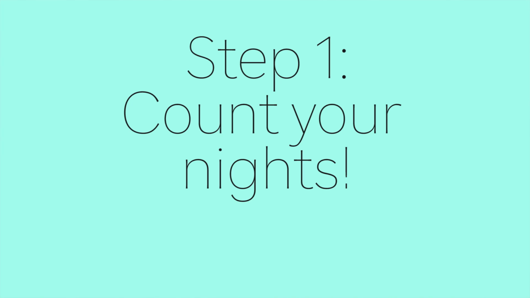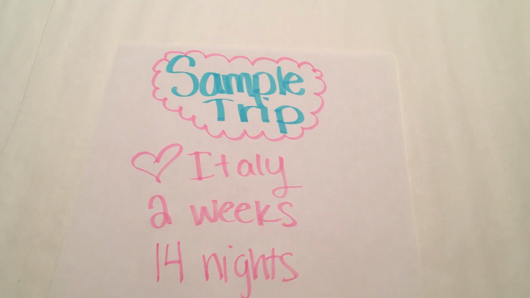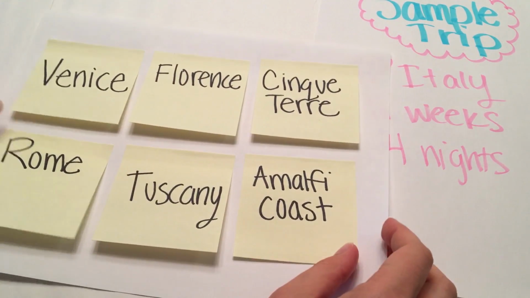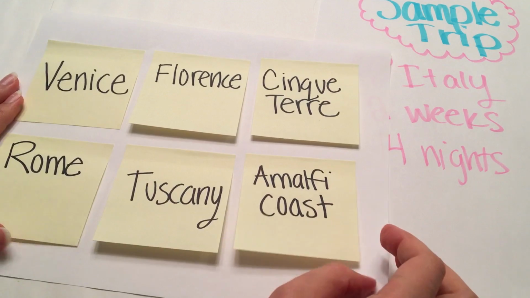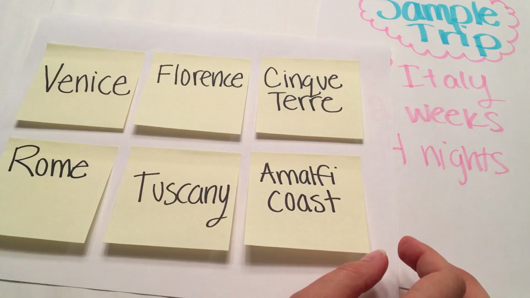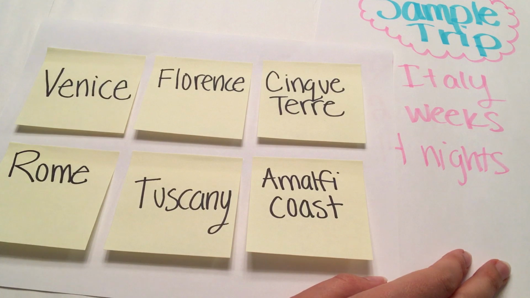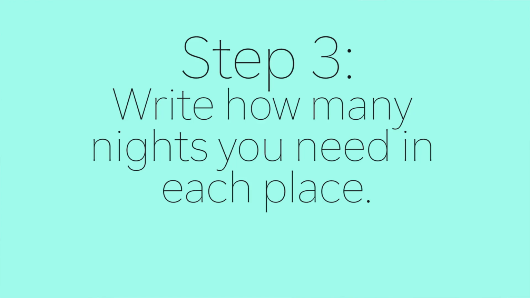So now that we know the number of nights, we can determine how much time you're going to spend in each. So the next thing you need to do is write out all of the places that you really want to go to, but do that on Post-its that we can move around and play with. So let's say these are all the places in Italy that you've been dreaming of going to. What you need to do on these Post-its next is write down how many nights you need in each place.